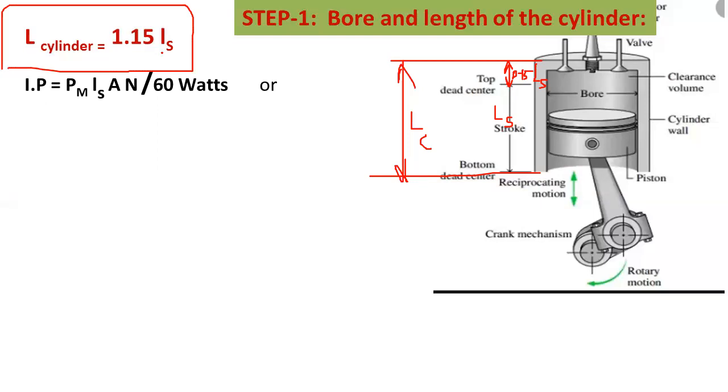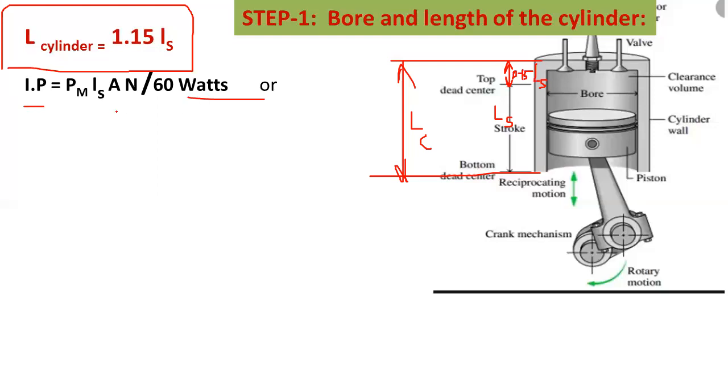Here the length of the stroke is obtained from the formula IP = Pm Ls A N / 60. The unit for IP, the indicated power, is watts.